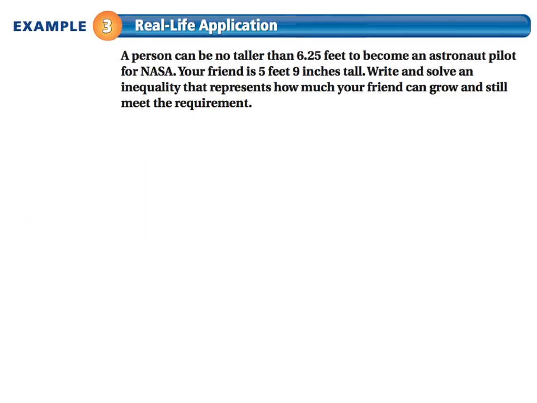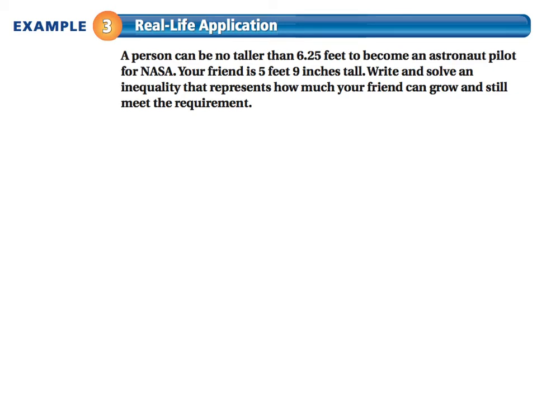Our last example in this section is example 3. A person can be no taller than 6 1/4 feet to become an astronaut pilot for NASA. Your friend is 5 feet 9 inches tall. Write and solve an inequality that represents how much your friend can grow and still meet the requirement.